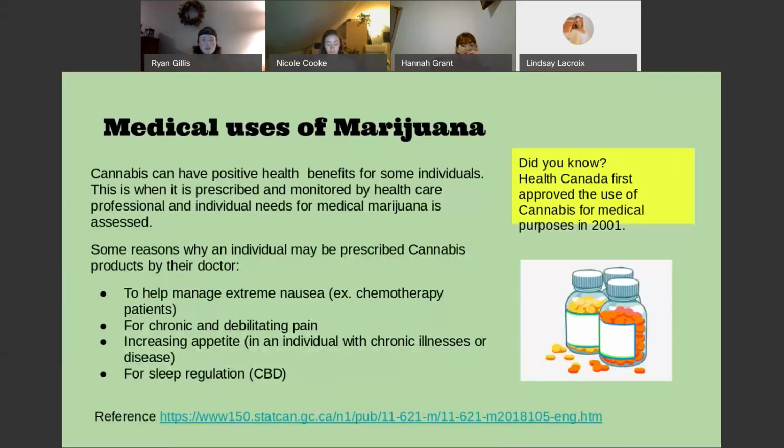There are also a lot of medical uses for marijuana. Cannabis can have positive health benefits for some individuals. This is when it is prescribed and monitored by a healthcare professional and the individual's need for medical marijuana is assessed. Some reasons why an individual may be prescribed cannabis products by their doctor are to help manage extreme nausea, such as in chemotherapy patients, for chronic and debilitating pain, increasing appetite in an individual with chronic illnesses or disease, and also for sleep regulation, which is where CBD comes into play heavily because it has all the relaxing and body feeling without any of the actual feeling of being high. Did you know that Health Canada first approved the use of cannabis for medical purposes all the way back in 2001?